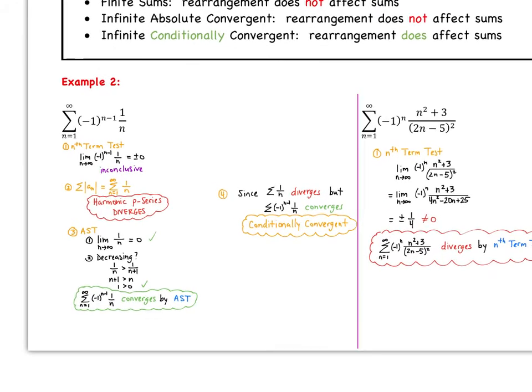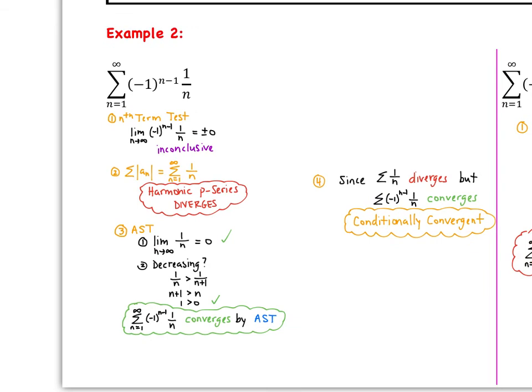If we're looking at this series, I recognize it's an alternating series, but I'm going to start with the nth term test. When we take the limit of the entire thing, we get plus or minus 0, or 0. So this is inconclusive. So we have to move to the next step.